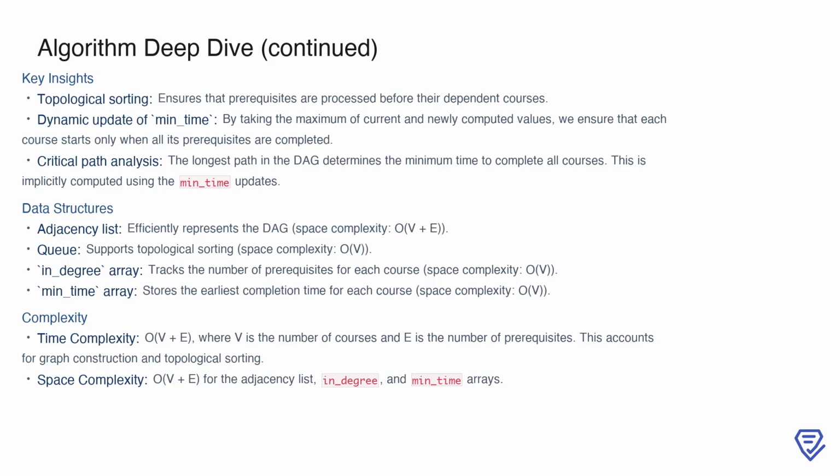A queue supports the topological ordering, while the in_degree array tracks the prerequisites for each course. Finally, the min_time array stores the earliest completion time for each course. The algorithm runs in O(V+E) time, which covers both graph construction and the topological sorting process. Space usage is also O(V+E), making the solution scalable for large inputs.